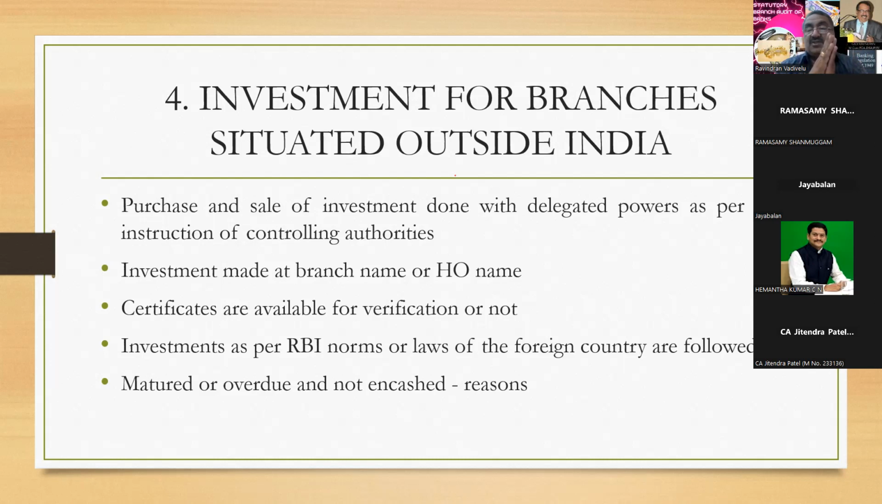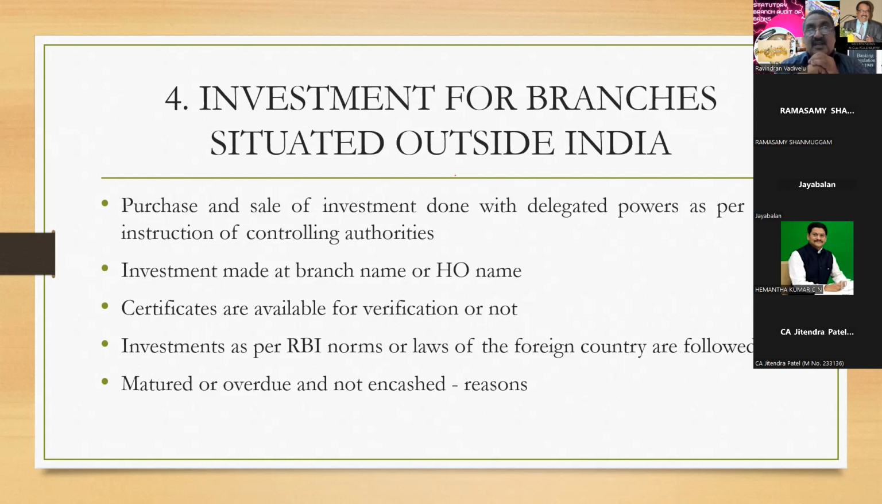So actually this profit has to go to the head office account and not to the branch account. For this, if that is there, then you have to do the reversal entry by way of debiting the interest and giving credit to head office. So in investment, in whose name it is made.